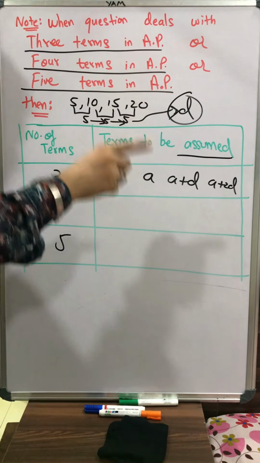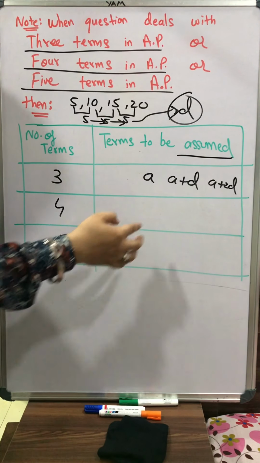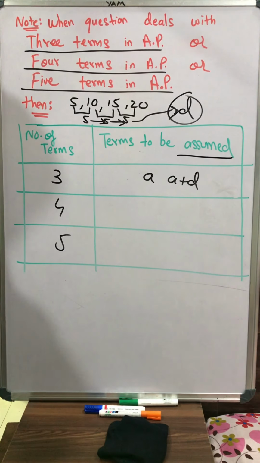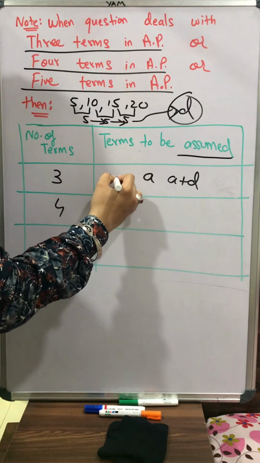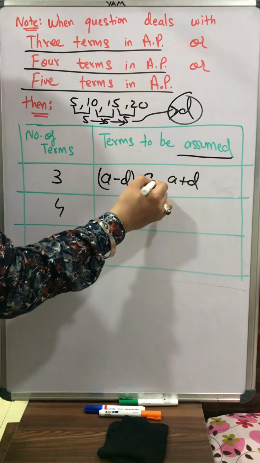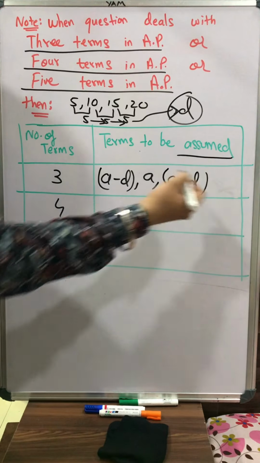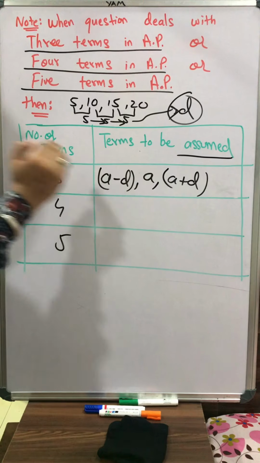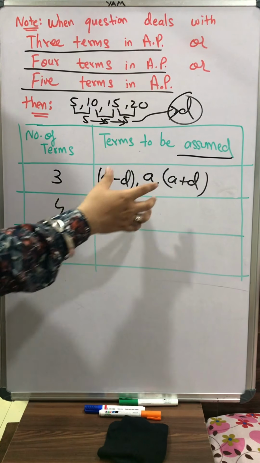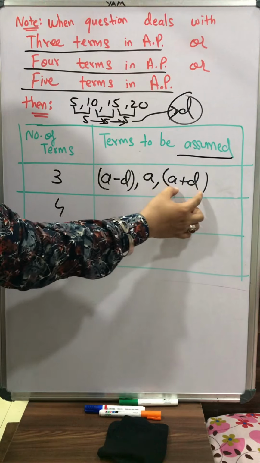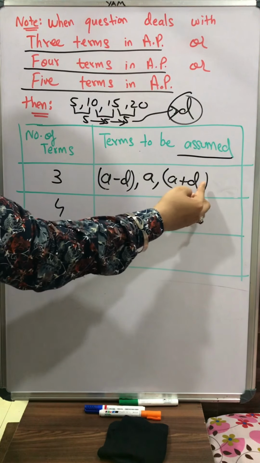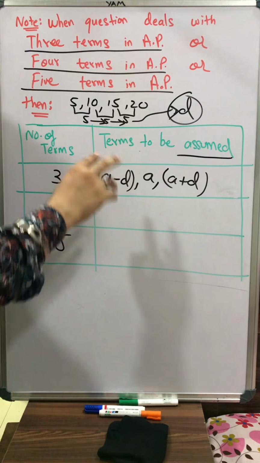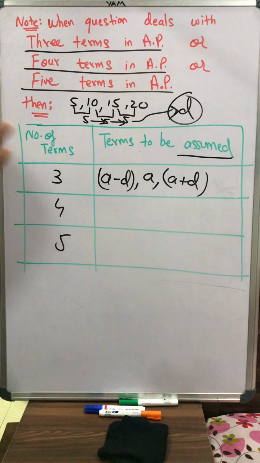So to avoid the complexity of the calculation, pay attention. We will say let the 3 terms be A minus D as the first term, A as the second term, and A plus D as the third term. Very smartly we made one more term in front of A. What's the reason for this? If you closely observe the first and third terms, A minus D and A plus D, many times in word problems they say the product of the first and third terms.